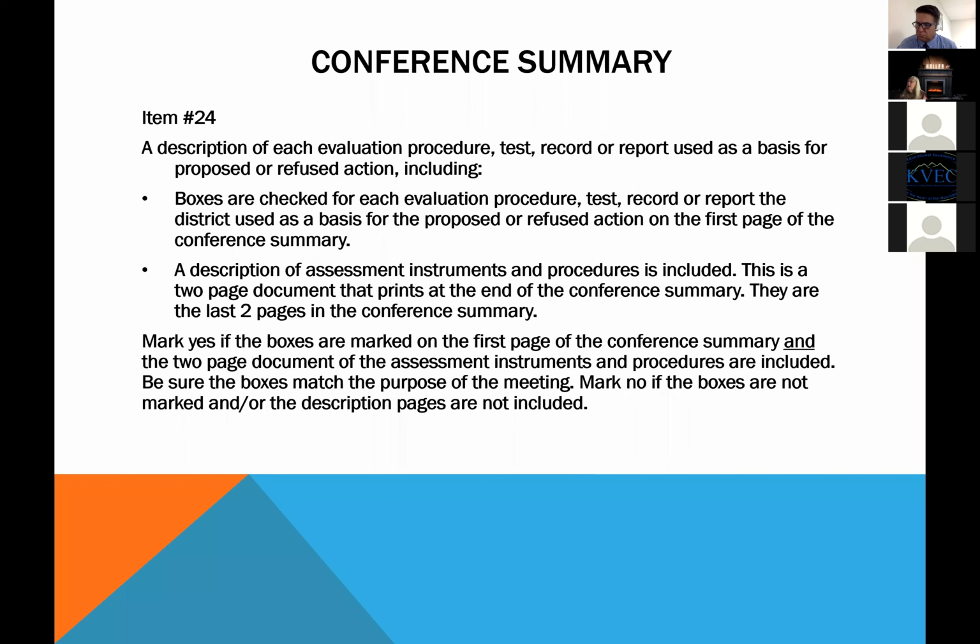Okay. All right, so we're down to item 24, a description of each evaluation procedure, test, record, or report used as a basis for proposed or refused action. If you're looking at your conference summary, the very first page has the check boxes that we have to check because of the purpose of the meeting. So we have to have boxes checked for each evaluation procedure, test, record, or report the district used as the basis of the proposed or refused action on the first page of the conference summary.